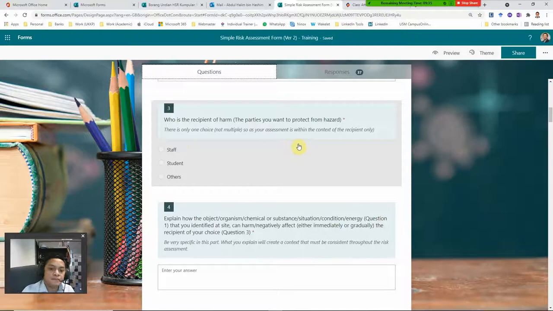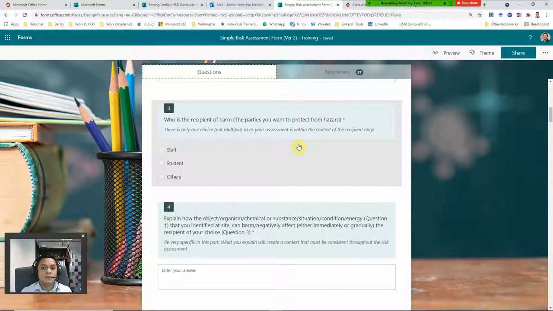I hope a lot of you put in staff. In some cases, when you are doing risk assessment, you want to know what can happen to other people. For example, people are installing a roof in a college, say Bunga Raya College. A lot of the time, a lot of students are walking underneath the area where they install the roof. We want to know the risk to the students, whether they are exposed to a high risk of getting impacted from the work done by the contractors at that point in time. So your context will be others, other students, other people.